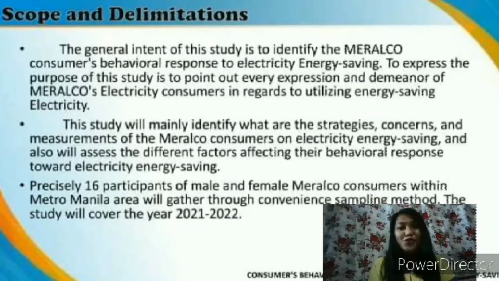We intend to gather 16 volunteer consumers of Meralco who are living in Metro Manila through sampling method. The study will cover the year of 2021 and 2022.